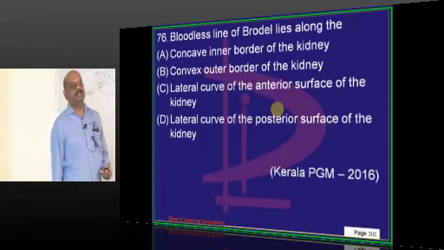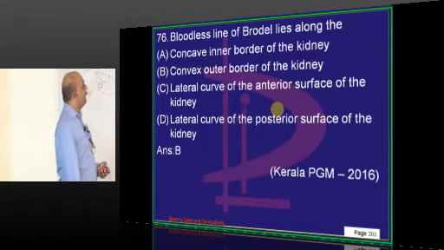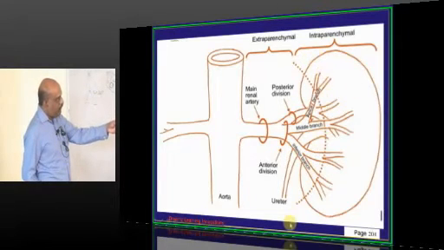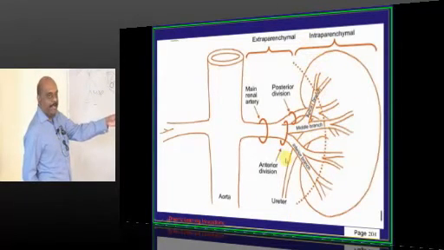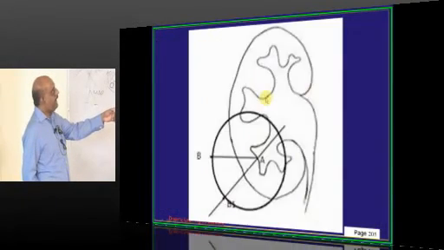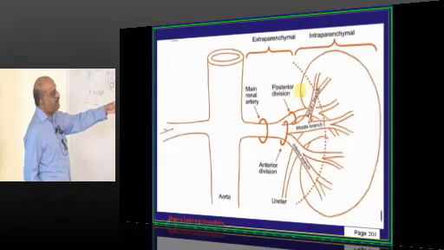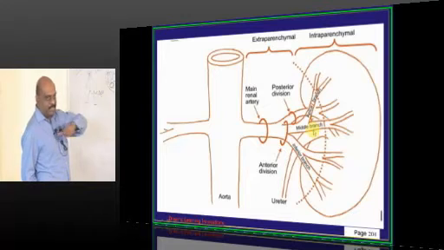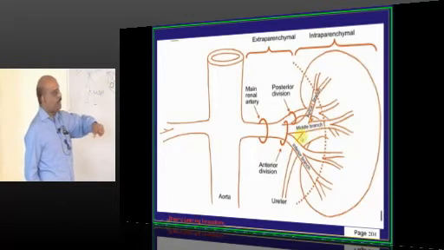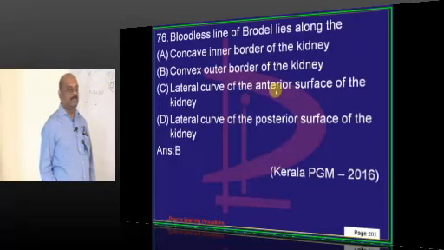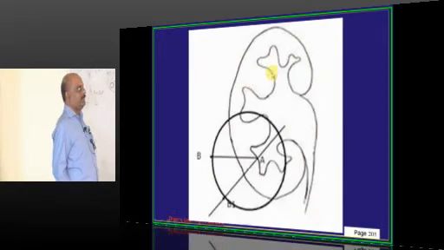Bloodless line of Brodel. Illogical. So, it is the convex outer border. Draw a line parallel to the convex outer border. Where will it go? It is typically between the anterior and posterior segmental branches of the renal artery. And that is the place where you can puncture the calyceal system. Right? So that is called the bloodless line of Brodel. Illogical. Difficult question.